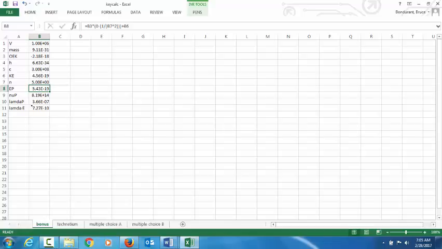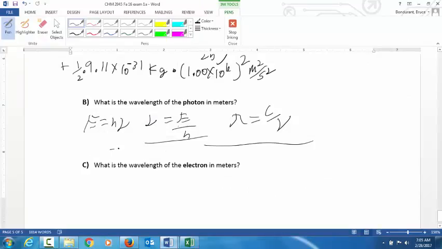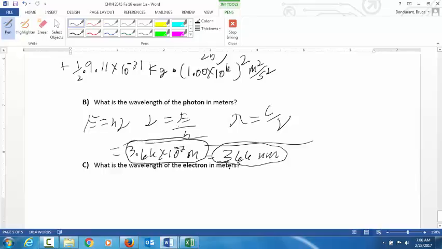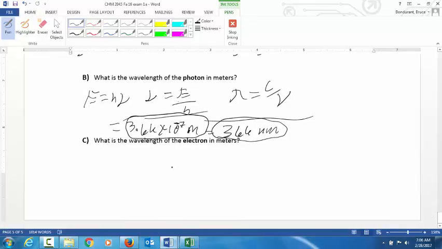Now the lambda is just at the cusp of UV, so this is like violet light. It's right at the intersection between UV and visible. 3.66 times 10 to the negative 7th meters. Of course, I asked for it in meters, but since it's usually given in nanometers, that's 366 nanometers. Either one is okay. It's the same thing as long as you give the right units.